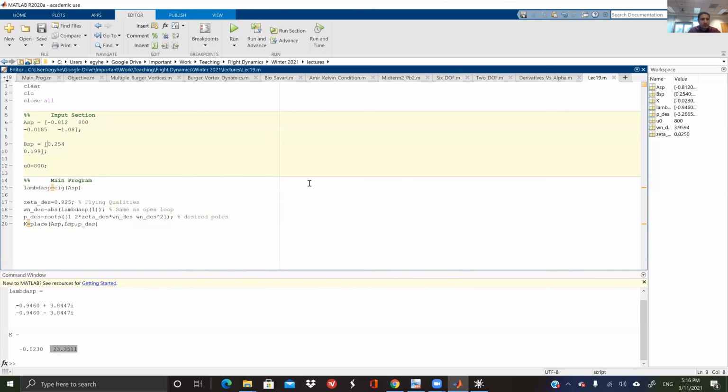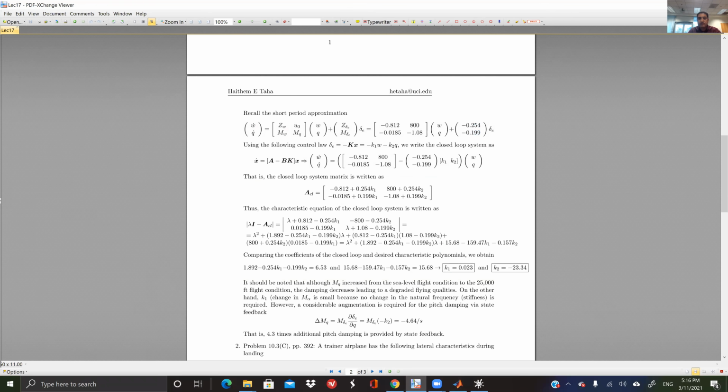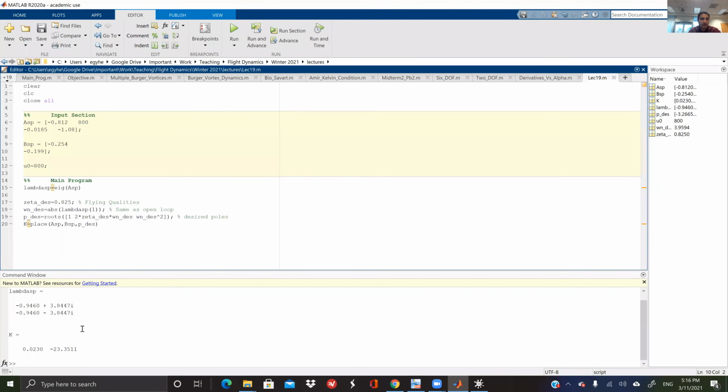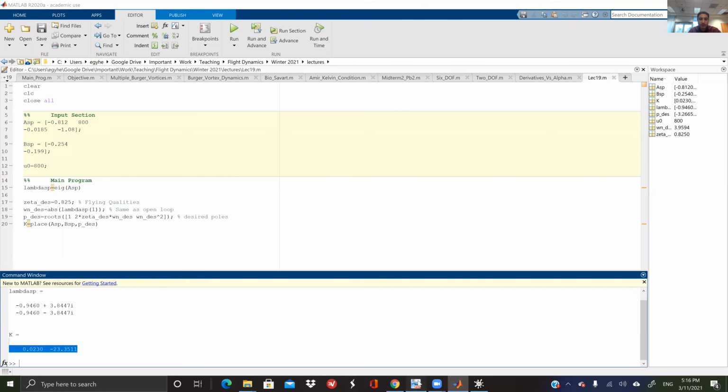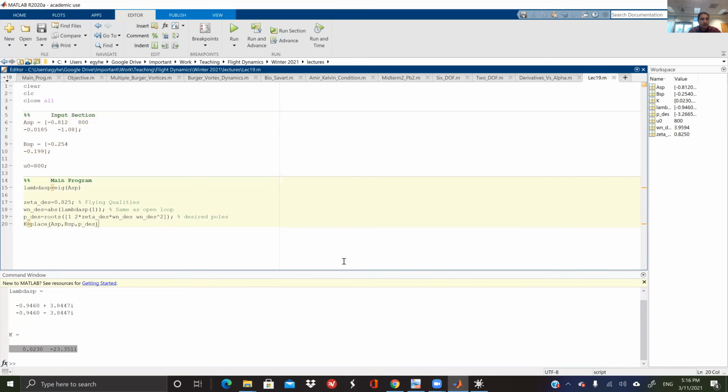Oh, there is something here. There are these negatives I did not provide. I'm sorry. These were negative numbers. Yeah, here. This is why the gains were flipped. 0.023 and negative 23. Here are the gains. Fine. So you got the gains.